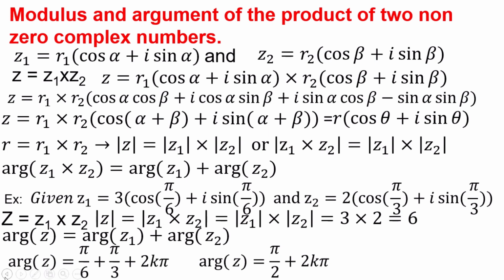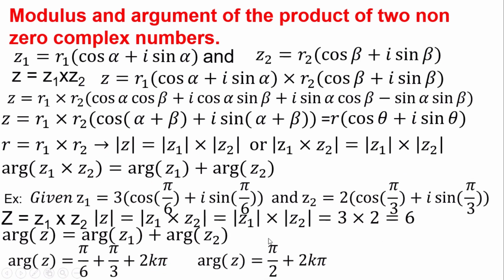If we want to write z in trigonometric form, we write it as z equals 6 into (cosine pi by 2 plus i sin pi by 2). Z is pure imaginary because its argument is pi by 2.